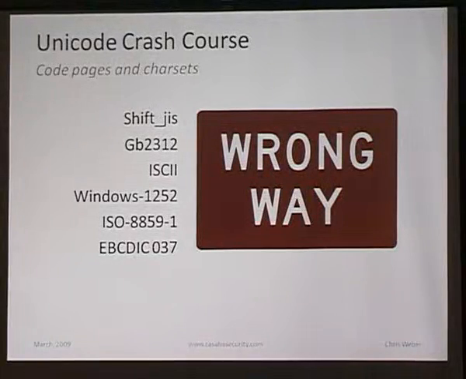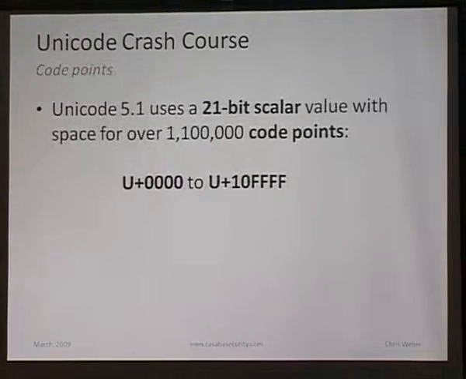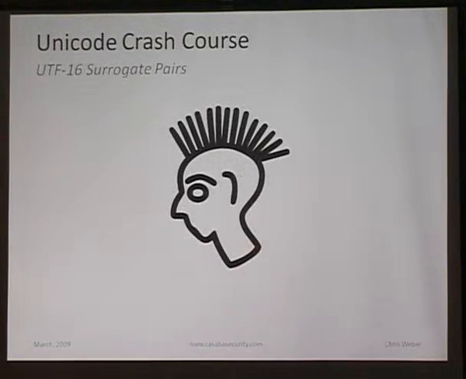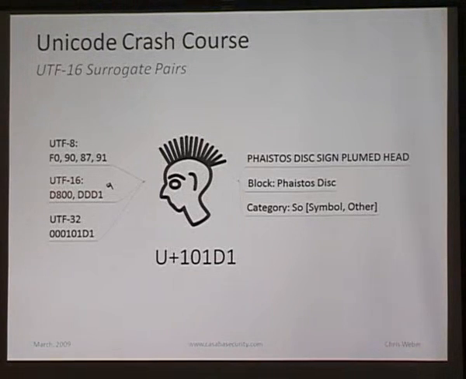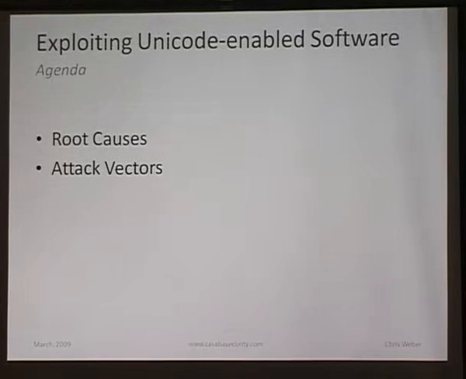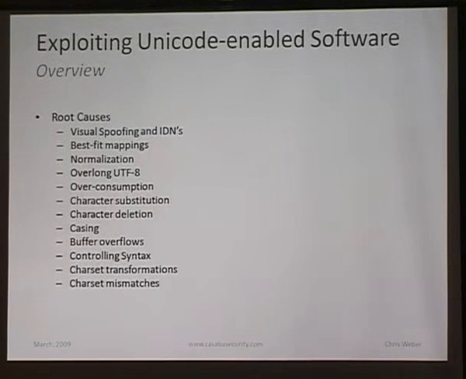Don't use those legacy character sets. ASCII's preserved. There's a lot of stuff that makes up a character. There's the plumed head, from the ancient Phaistos disc. There's a lot of cool stuff. Variable width encodings. And then there's a lot of root causes for issues. These are the things that are hard to automate. This is some of the stuff that's going into that Watcher tool, as well as another tool we're working on to try to detect some of these issues.